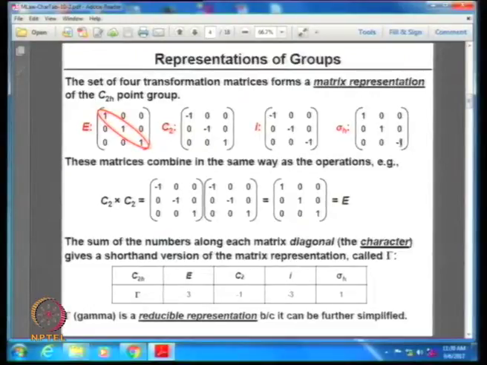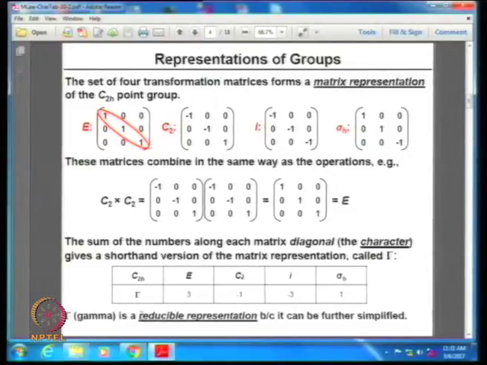Okay. These together form a group, and you can check because C squared gives identity, sigma h squared will give identity, and so on. So for this particular 3 by 3 representation, if we begin to write the characters, then for the identity we will write 3. For the C2 we will get a -1 because it's a trace of this. For the inversion we get -3, and for the reflection plane we get 1.